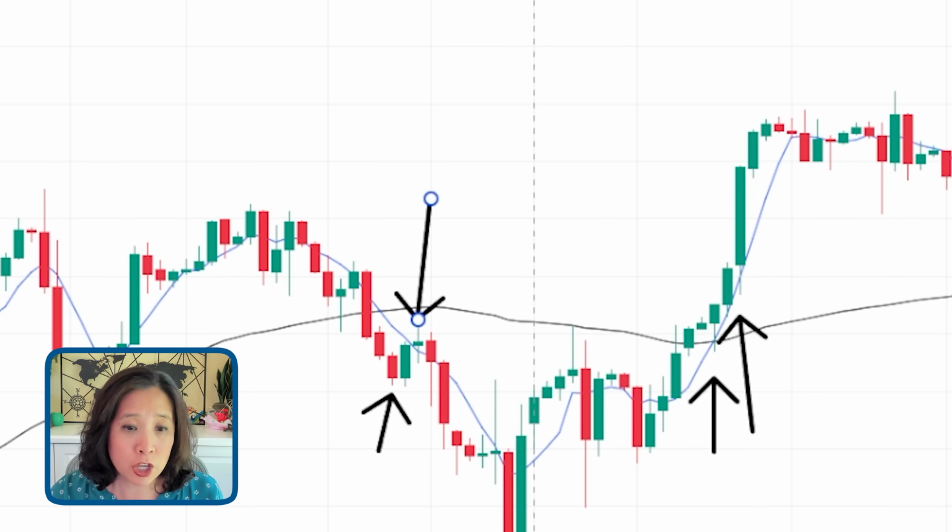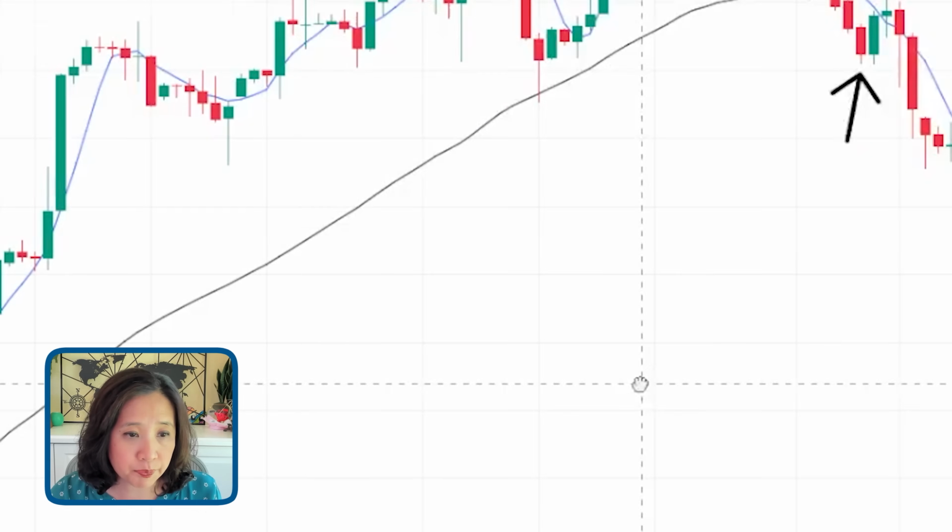Obviously, with NASDAQ, you have to use different risk reward. It's not going to be 30 points. You're going to have to figure out your own risk management. But you can see this becomes a very nice move lower.